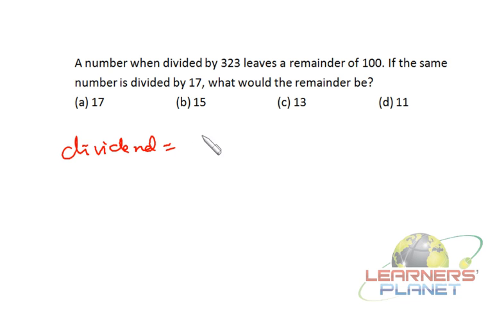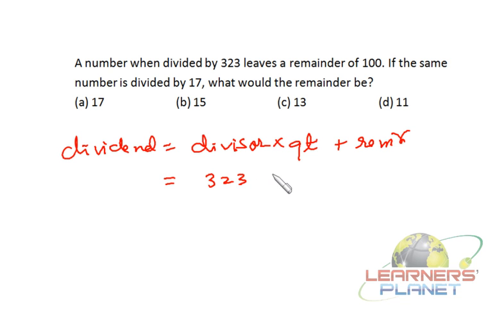Dividend is equal to divisor into quotient plus remainder. Here the divisor is 323. Let's assume the quotient as x and the remainder is 100. Now we have got the number. Now we have to divide this number by 17 and then get the remainder. So let's divide it by 17.